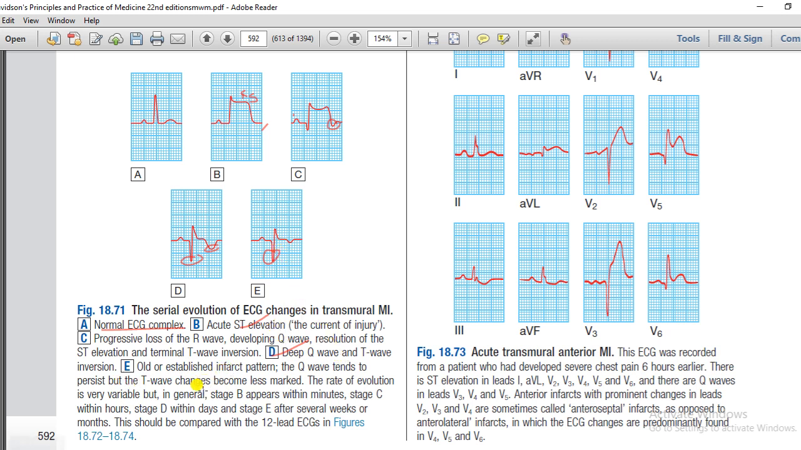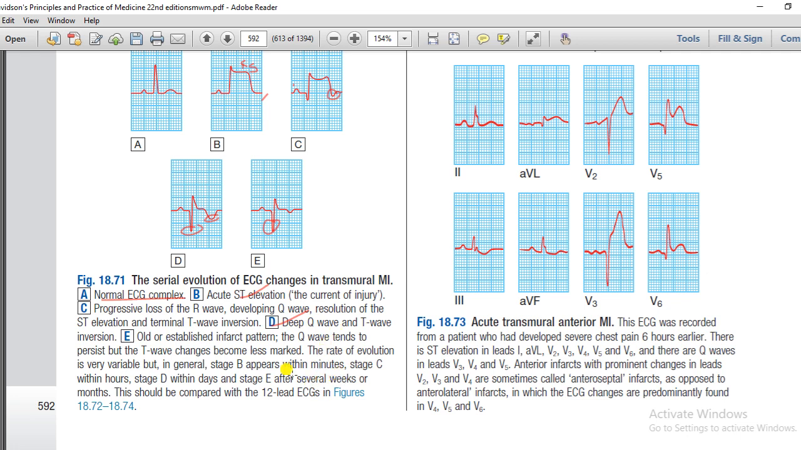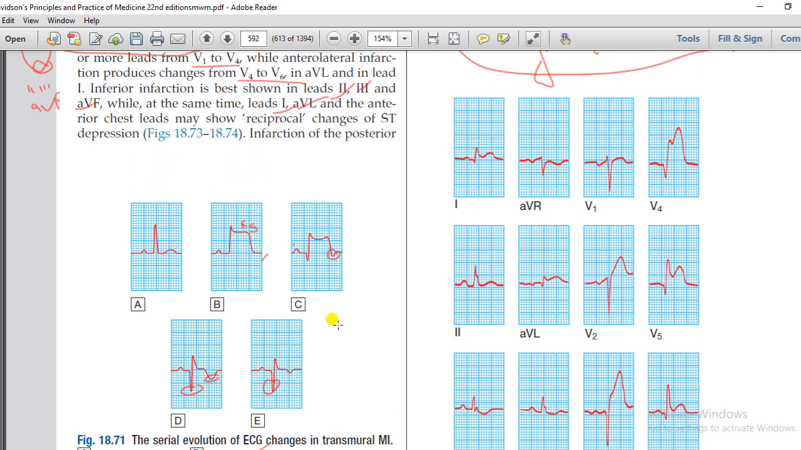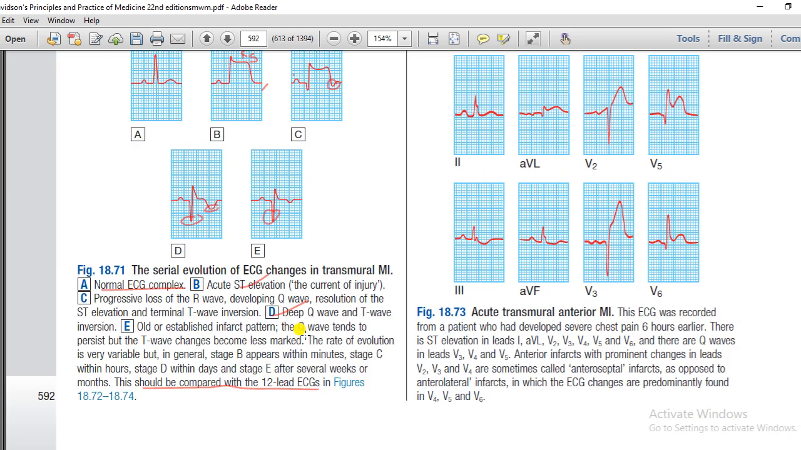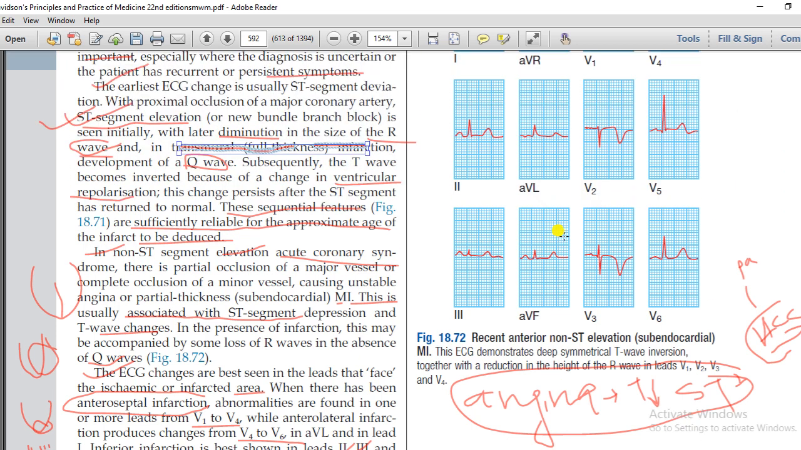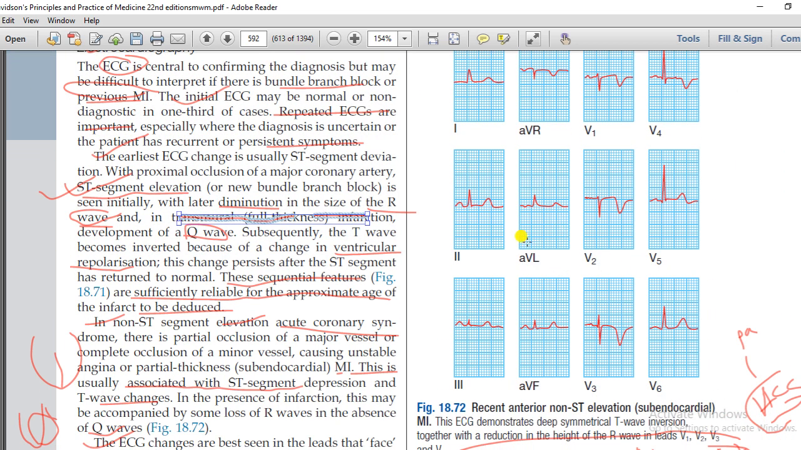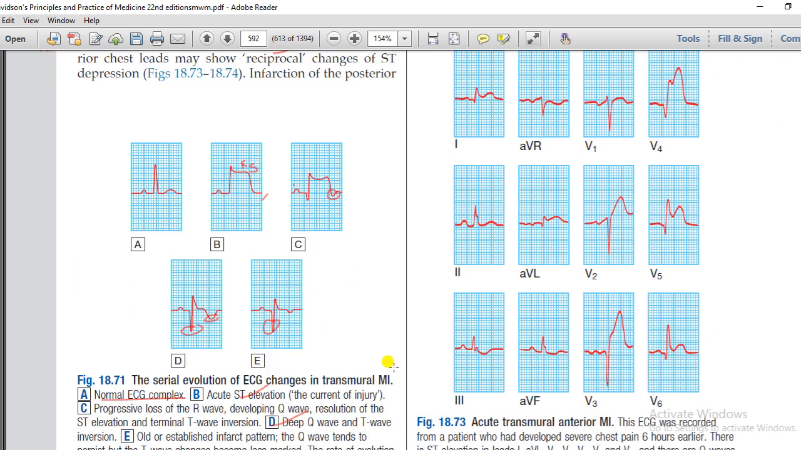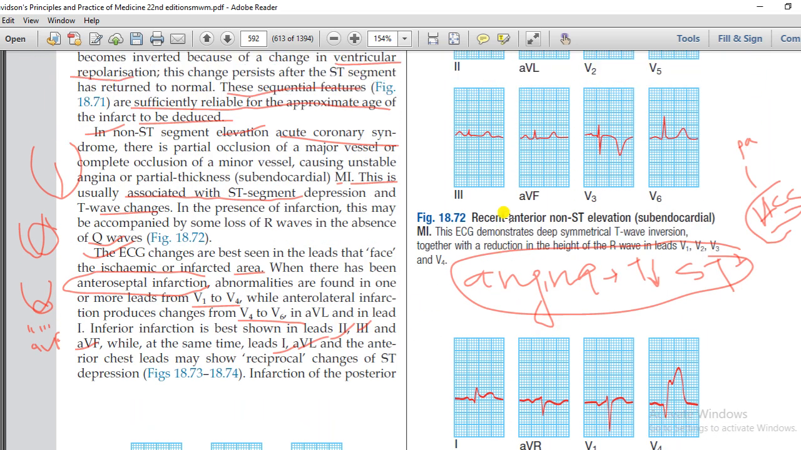Stage C within 4 hours, stage D within the days, and stage E after several weeks or months. This will be compared with the tubal lead electrocardiogram ECG in figure what? Figure 18.72 to 18.7. Okay, let's watch what is in 18.72. This was about transmural elevation, transmural myocardial infarction. Transmural means what?